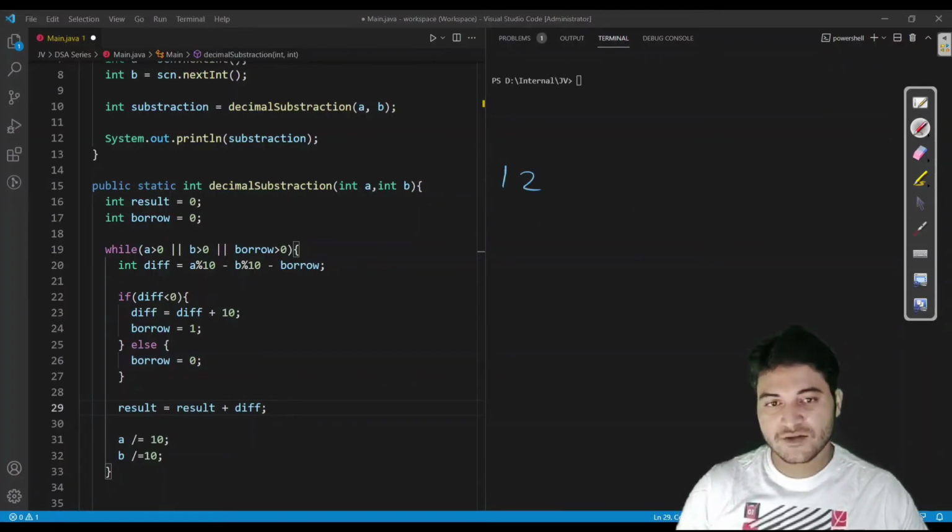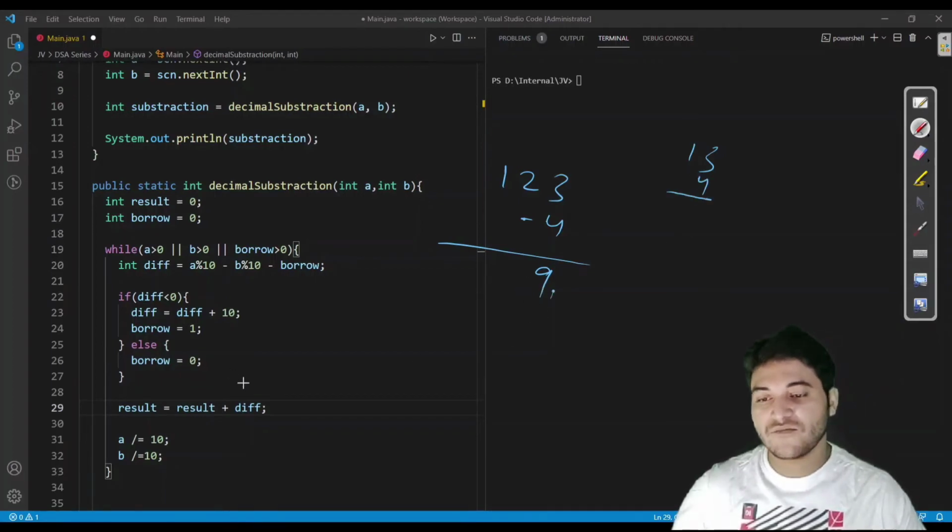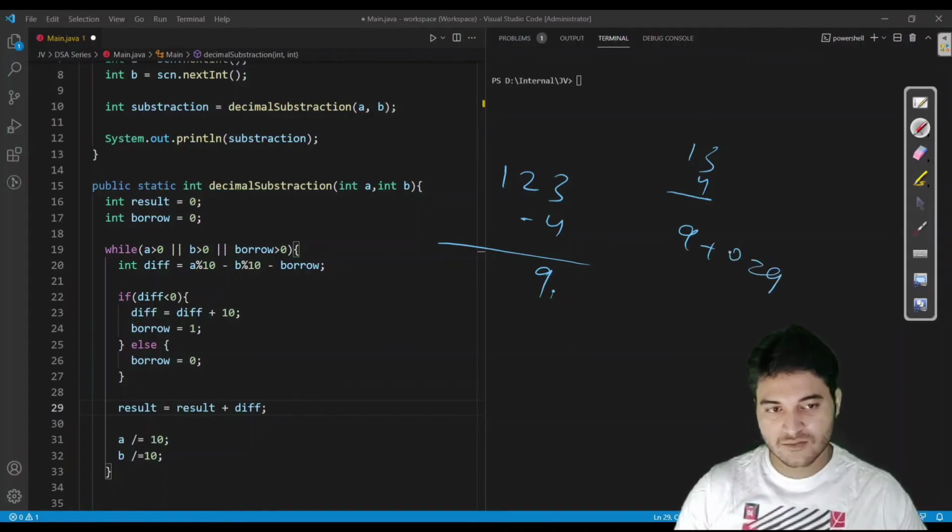Let us say we are getting 1, 2, 3 and 4. Fine. We have to subtract this. So here what would we get? We would get 9, because 13 minus 4 is 9. So we would get 9 here. If we directly add this to 0, then 9 plus 0 is 9. And again here it becomes 1. So 1 minus 0 is 1. So if we again add 1 to 9, then we would get 10. But here what we have to get?